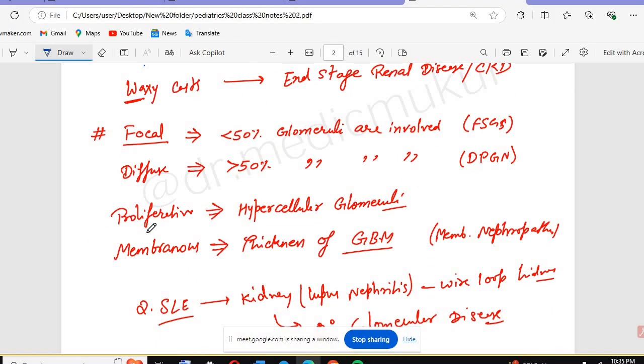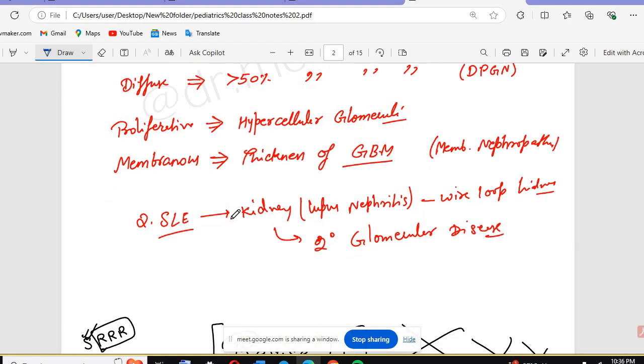Then I told you some important terminology. Focal means less than 50% of glomeruli are involved. Diffuse means everything is involved, more than 50% of glomeruli. Proliferative means hypercellular glomeruli, with more cell proliferation. Membranous means thickening of the basement membrane.